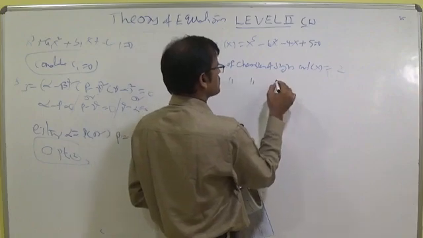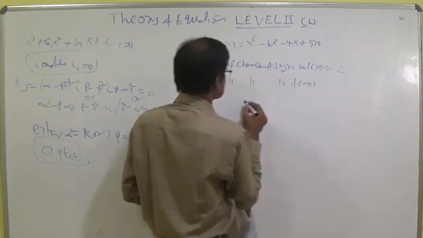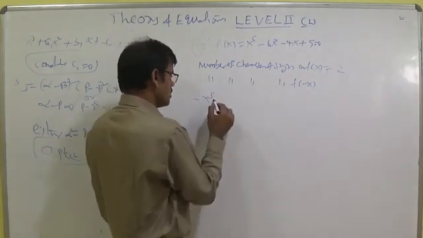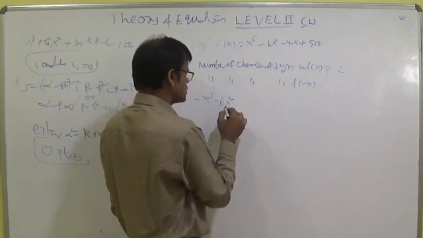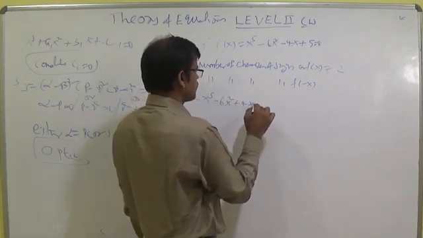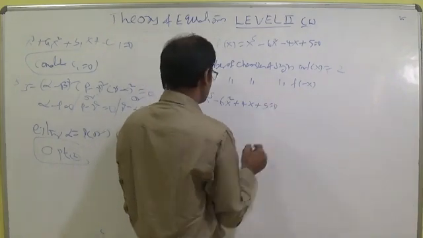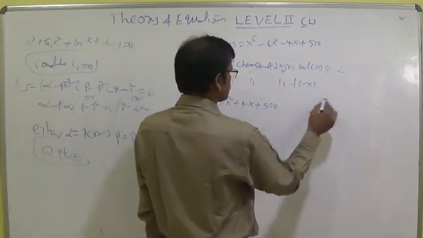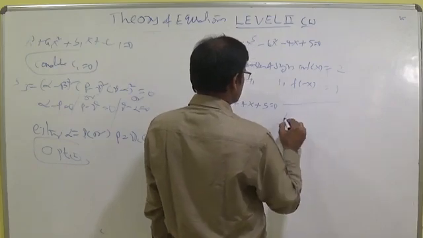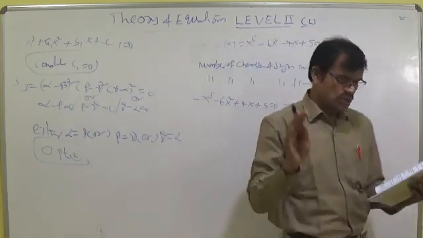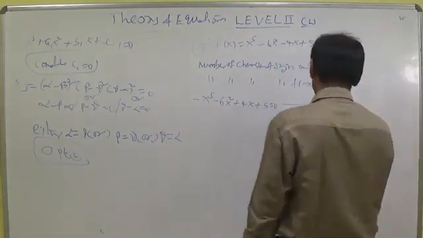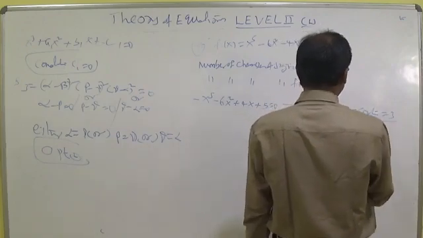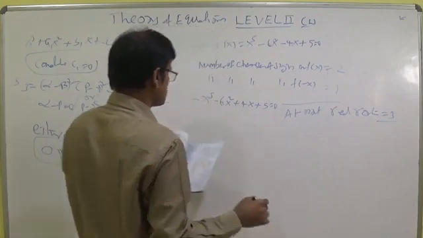Next, number of changes of sign in f of minus x. Consider here, minus x whole power 5 becomes minus x power 5, and of course this is also no change because it is minus x whole square. This is plus 4x and this is plus 5 equal to 0. Here it is no change, 1 change, that's all. That is equal to only 1 change. So at most or maximum number of real roots is 3. It is the first option. At most real roots equal to 3.